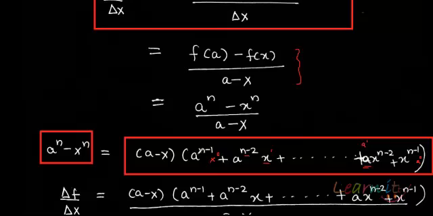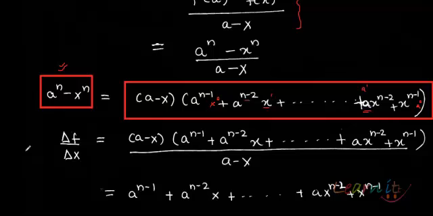Now why do I have n minus 1 as the highest power here? That's because I have taken out a minus x. When I multiply this complete expression with a minus x, that will essentially give me a to the power n minus x to the power n. Now using this expansion, let me look at my difference quotient.